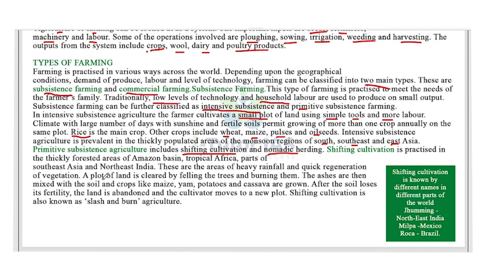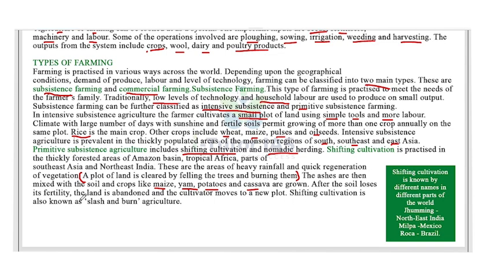Now, a plot of land is cleared by felling the trees and burning them. The ashes are then mixed with the soil and crops like maize, yam, potatoes and cassava are grown. So first they clear the land by felling the trees and then burn them. The ashes are then mixed with the soil, which increases the fertility of the soil, and they grow crops like maize, yam, potatoes and cassava.